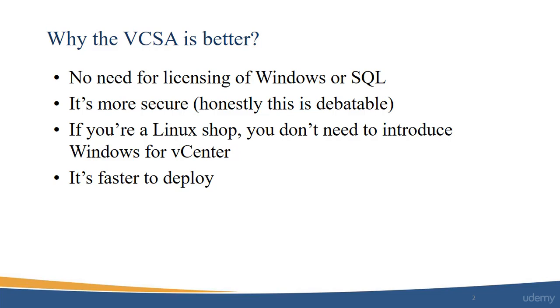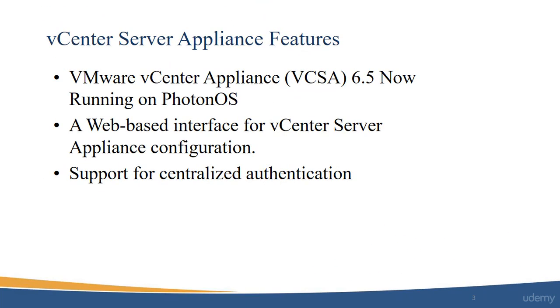Also, it's faster to deploy. That means it's easy to deploy the vCenter Server Appliance version. Then we have the vCenter Server Appliance features. As you will see here, VMware vCenter Server, called VCSA 6.5, is now running on Photon. In the previous version of the vCenter Server Appliance, it was built on SUSE Linux. Now it is built on Photon OS.